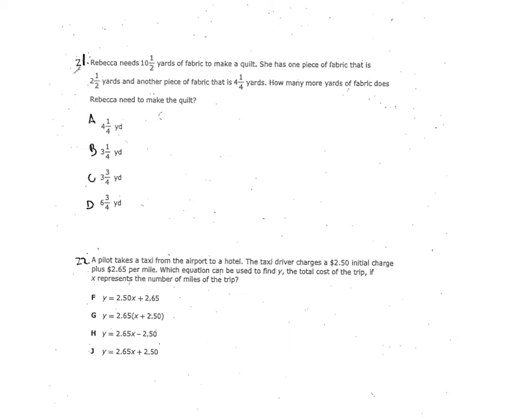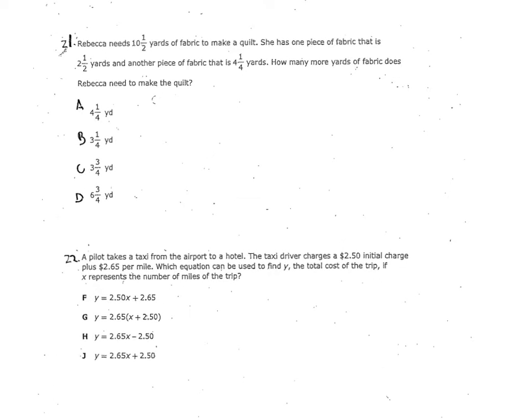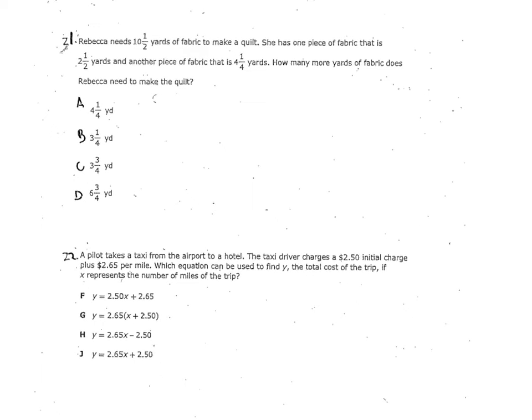So 21. It says, Rebecca needs 10.5 yards of fabric to make a quilt. She has one piece of fabric that is 2.5 yards and another piece of fabric that is 4.25 yards. How many more yards of fabric does she need? This is an addition with a subtraction, okay? You could change this to decimal if you want. I would just get a common denominator and roll with it.